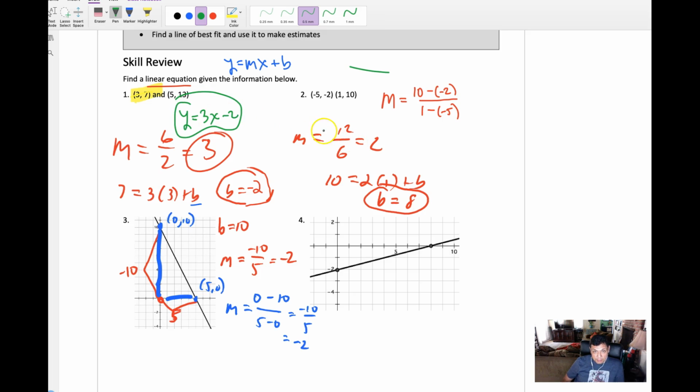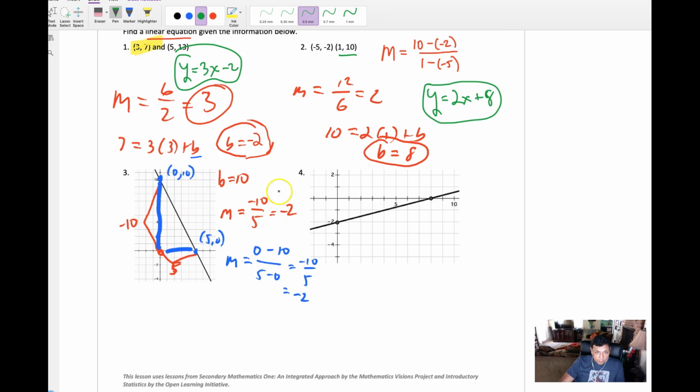Looking at example 2 here, you can see we found how to find the slope. Plug in one of your points and you get your b, and then you get y equals 2x plus 8 as the other equation here. And then the other work is done for 3. You can find the slope. We got -2. The y-intercept is 10. And so you end up with the equation y equals -2x plus 10.